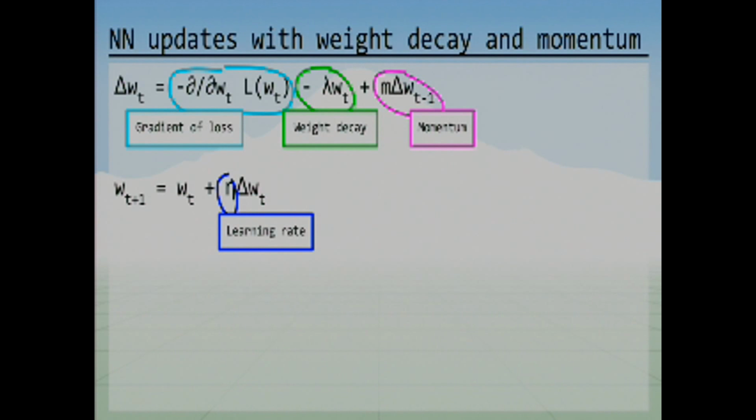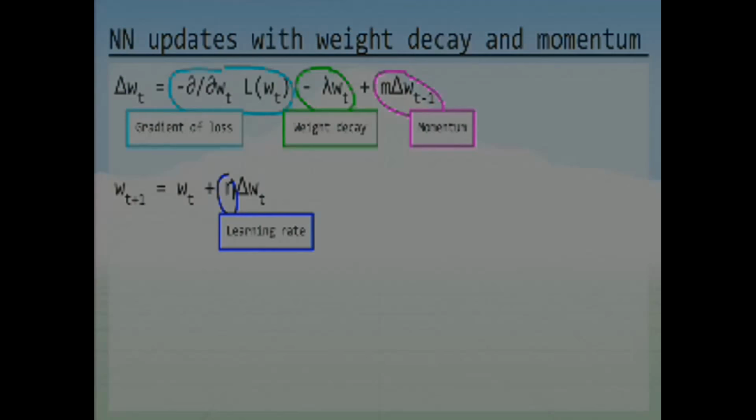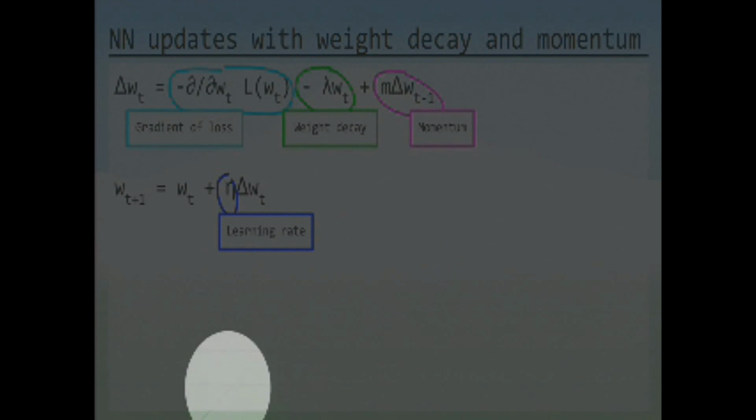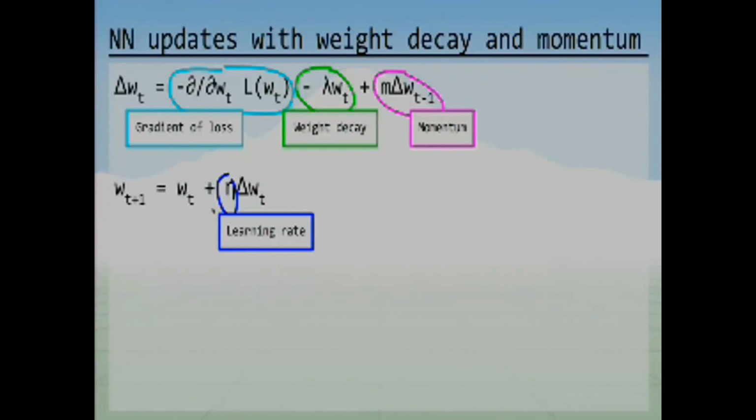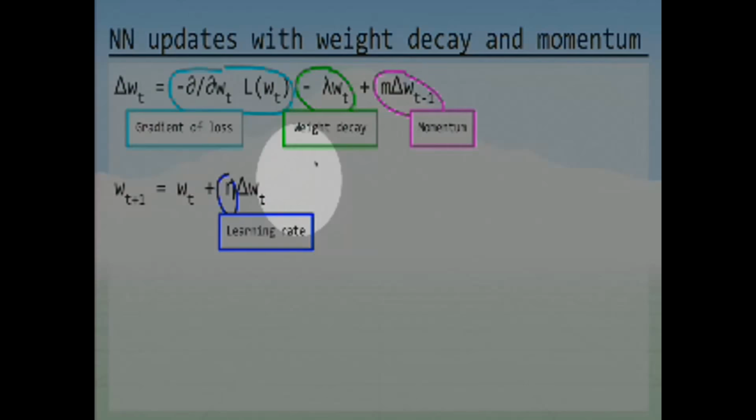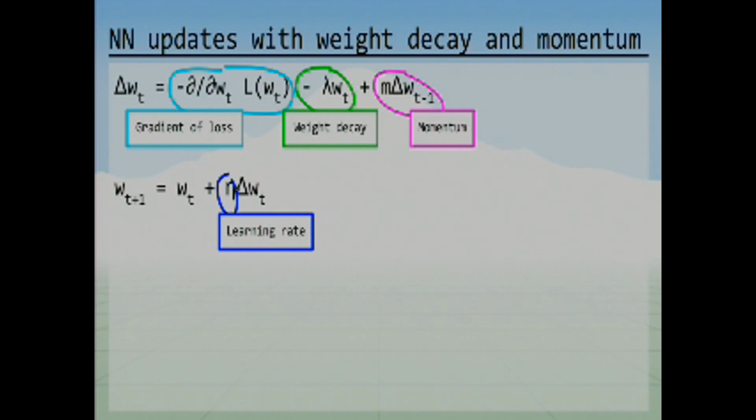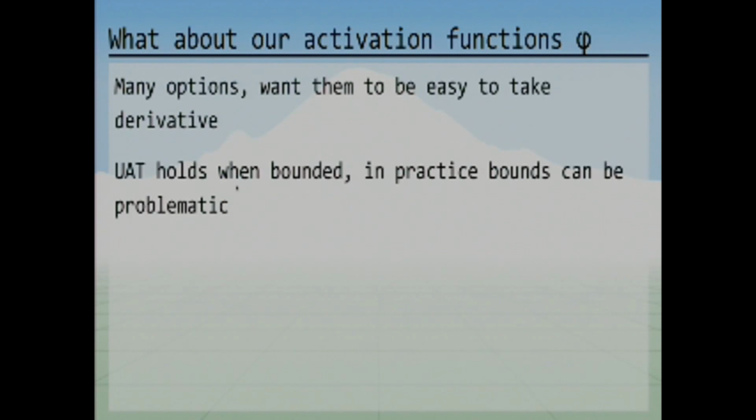And then when we actually do the weight update for the weight at time t plus 1, we just take the weight at time t and add on some scaled amount of this weight direction, or this gradient that we determined for the weight. And this scaled amount is based on the learning rate, eta. Finally, we can think about, we talked about these activation functions, phi.